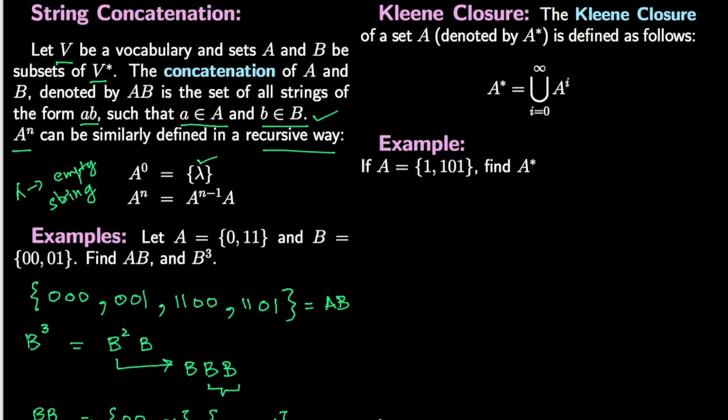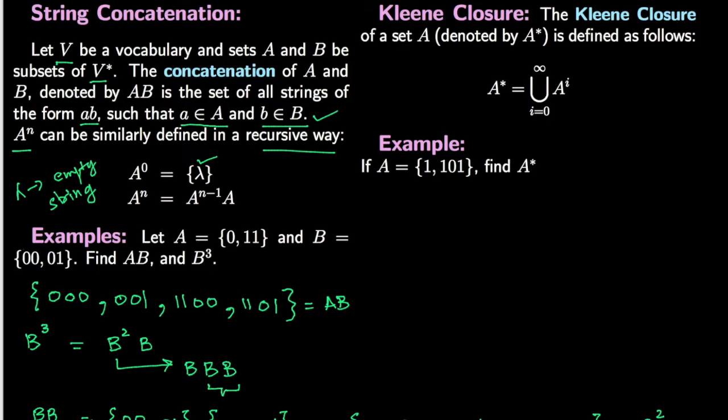So this is equal to 0000. First of this and first of this, and 00 concatenated with 01 gives 0001, then 0100, then 0101. So this is my B to the 2.